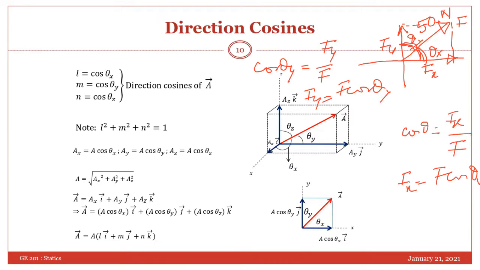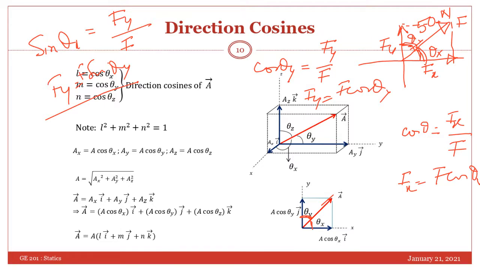But of course, you can express this also with the help of this other angle. If you take the sine of theta x, then it will be equal to Fy divided by F. So Fy equals F sine theta y. That is also possible. But here we are not doing that, because here we have the angle with the axis. So theta x is with the axis. If this is A, this will be A cosine theta x. This is with the y-axis, so this will be A cosine theta y.